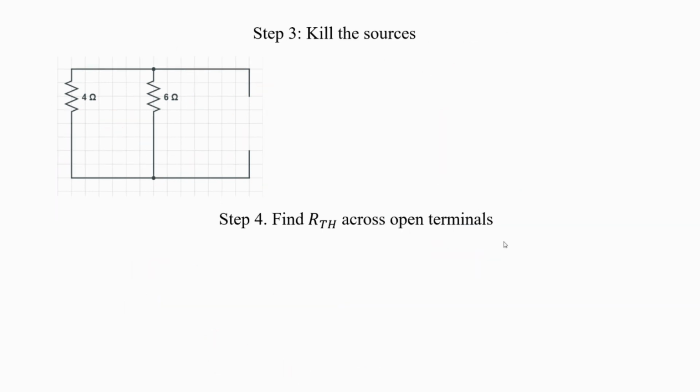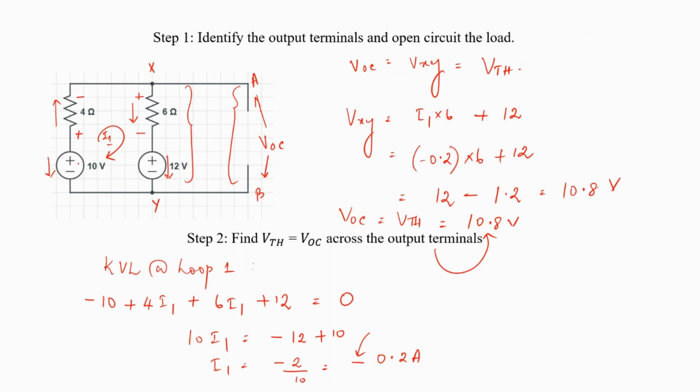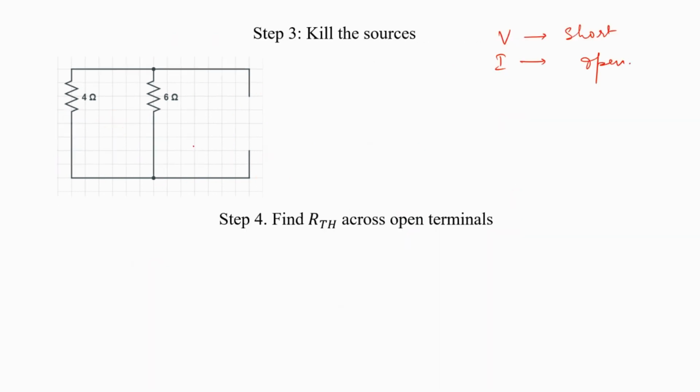Moving on to the third step, we need to kill the sources. And we know that if we have voltage sources, then we need to short them. And if we have current sources, we need to open circuit them. So here we have voltage sources in both the cases. If we look at the circuit here, one is 10 volts, the other is 12 volts, both of which are voltage sources. So I'm going to short circuit them. So that is my third step. Even here, we have not included the load yet.